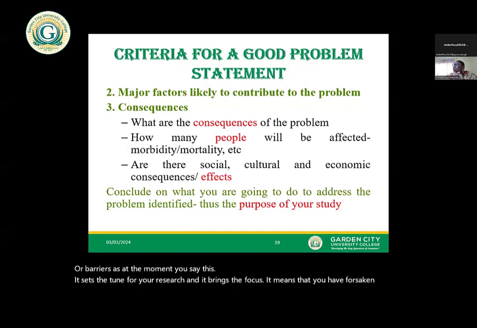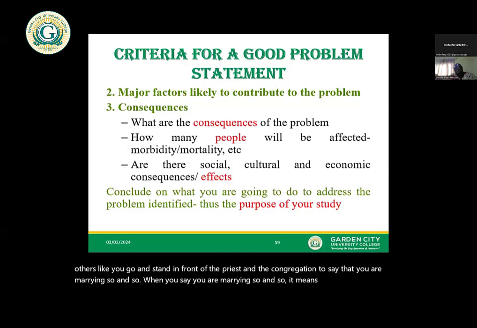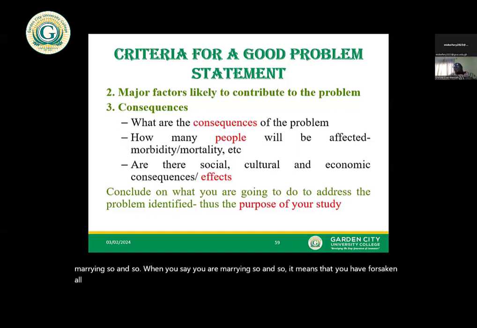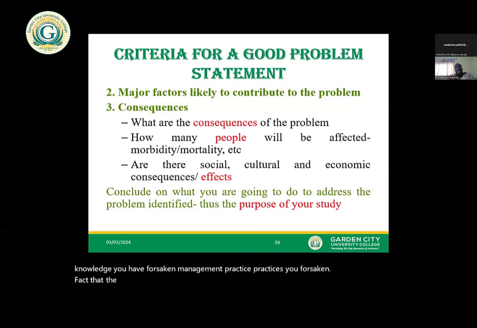Like you go and stand in front of the priest and the congregation to say that you are marrying so and so. When you say you are marrying so and so, it means that you are forsaking all others. If you tell me that you want to look at barriers, it means that you are forsaking knowledge, you are forsaking management practices, you're forsaking factors, you're forsaking challenges, and you are restricting yourself to barriers.